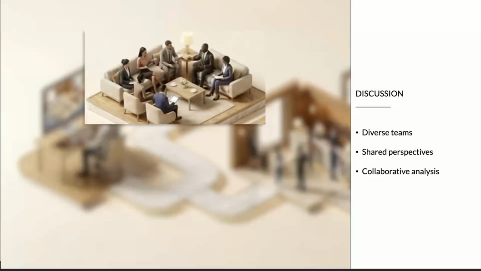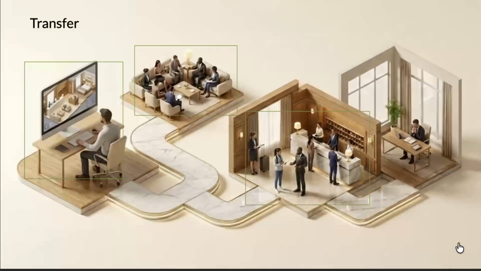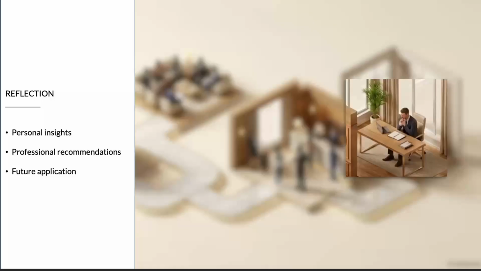Students then work in intentionally formed teams that bring together experienced professionals and newer learners. Through discussion, they compare observations, share perspectives, and negotiate possible responses to service quality issues. Learning then moves into authentic hospitality settings, where students observe operations and interview practitioners to connect course concepts with professional practice. Finally, students complete an individual reflection that synthesizes insights from the interactive lesson, team discussion, and workplace experience into professional recommendations.